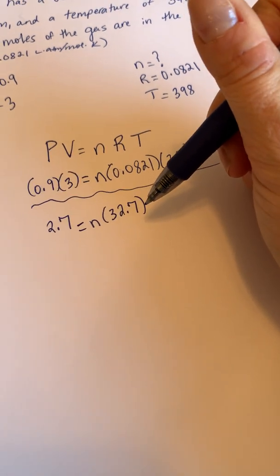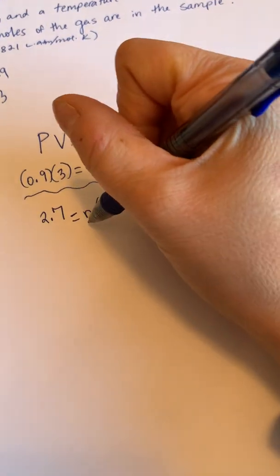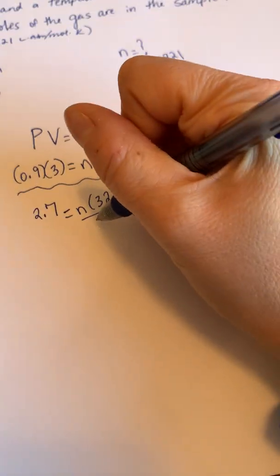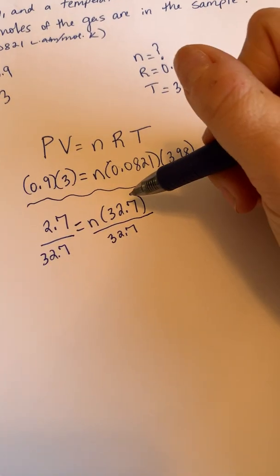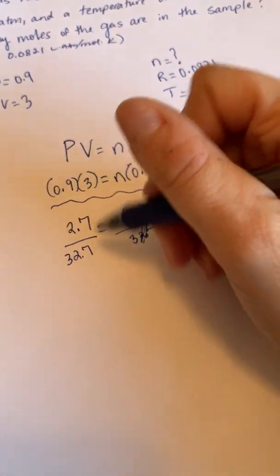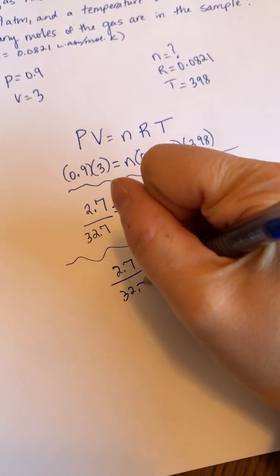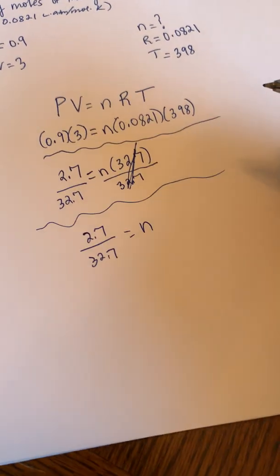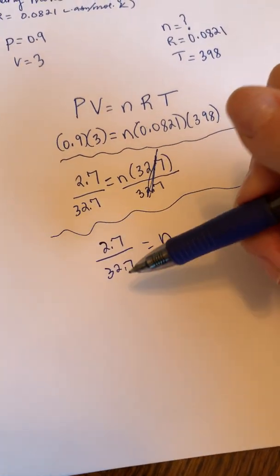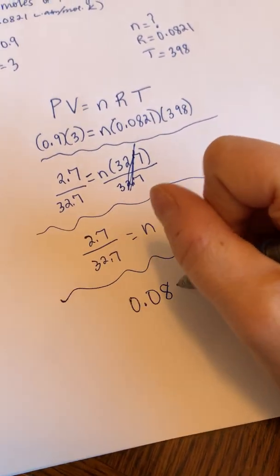Okay, so I need to get rid of the 32.7. So to do that, I need to cancel this 32.7 out. And since it's technically on the top, I need to do a 32.7 on the bottom. But if you do it to one side, you've got to do it to the other side, right? So 32.7 here will cancel out when we divide by it like that. So then I'm going to leave that. So then what I have here to solve is 2.7 over 32.7 equals N. So then all we need to do is divide 2.7 by 32.7, which will give me 0.08 for N.